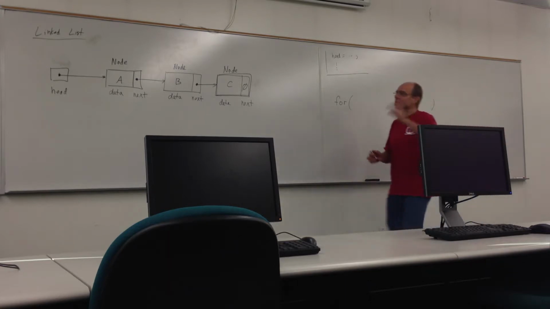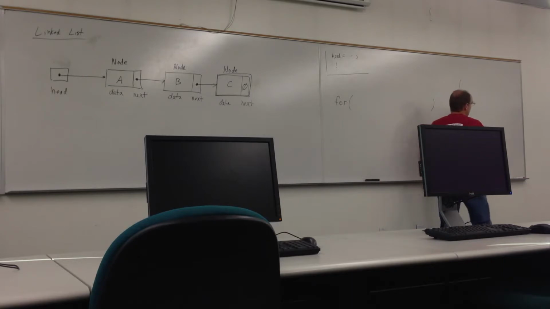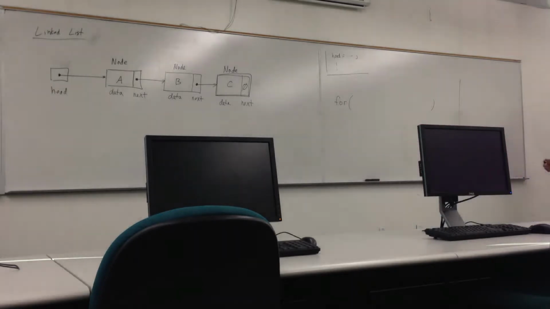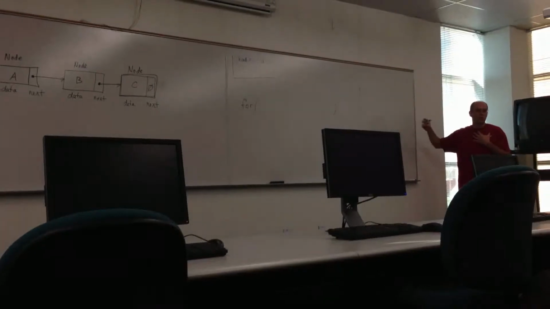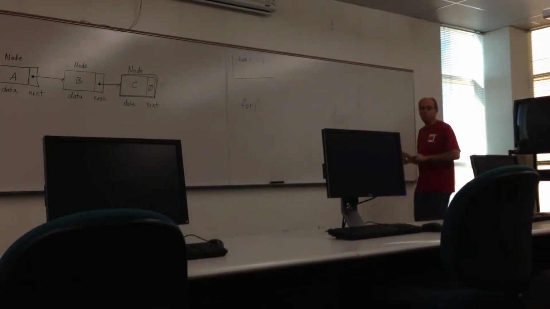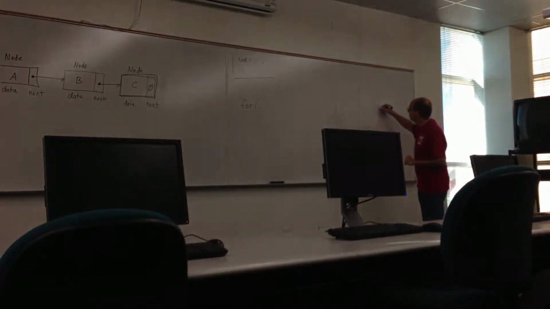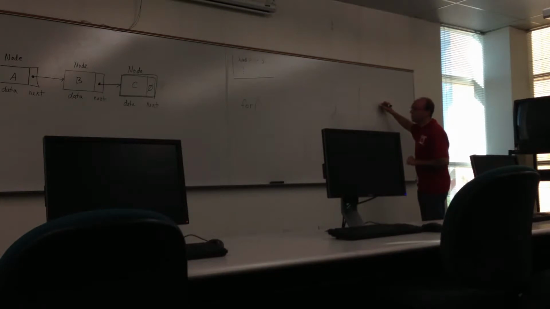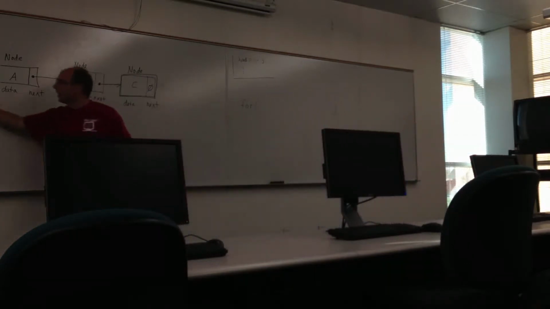So let's backtrack for just a second. Let's write some scratch code over here. How can I print the data of the first node given that I have the head pointer? A dot data. Okay, if there was a variable called A, but the only variable I have is head.